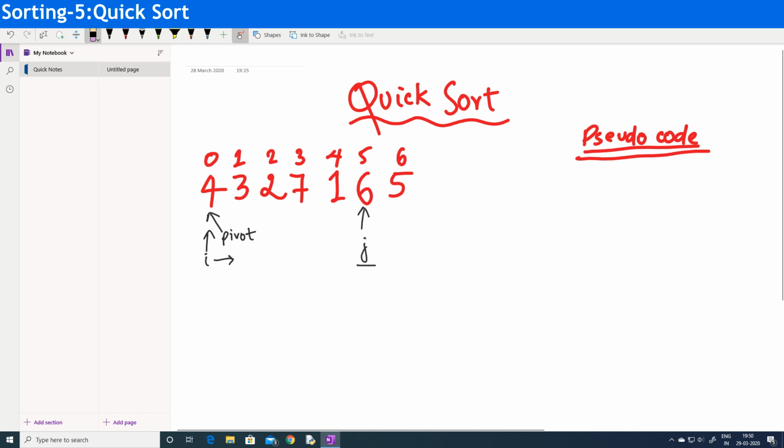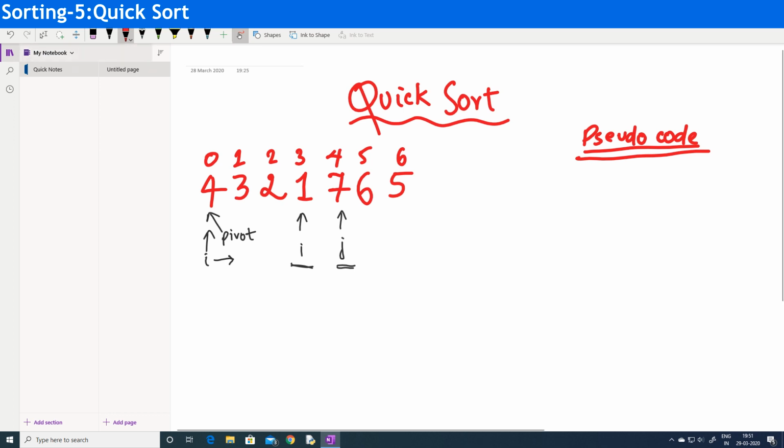Next, we again increment I. I points to 7 and 7 is greater than 4, so I is halted. J decrements itself and it points to 1. And when j points to 1, which is less than 4, j also halts. So when I and j both are halted, we need to swap the numbers. So 1 comes here, 7 comes here.